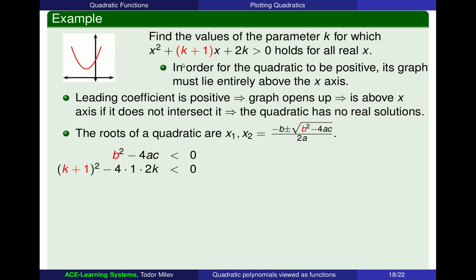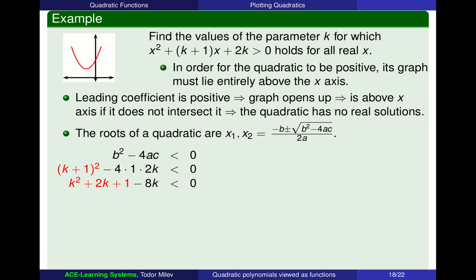Now b is equal to k plus 1, a is equal to 1, because I'm having 1 times x squared, and c is equal to 2k. So now I have eliminated a, b, and c, and I'm left with an inequality with respect to k. So let me solve that inequality.